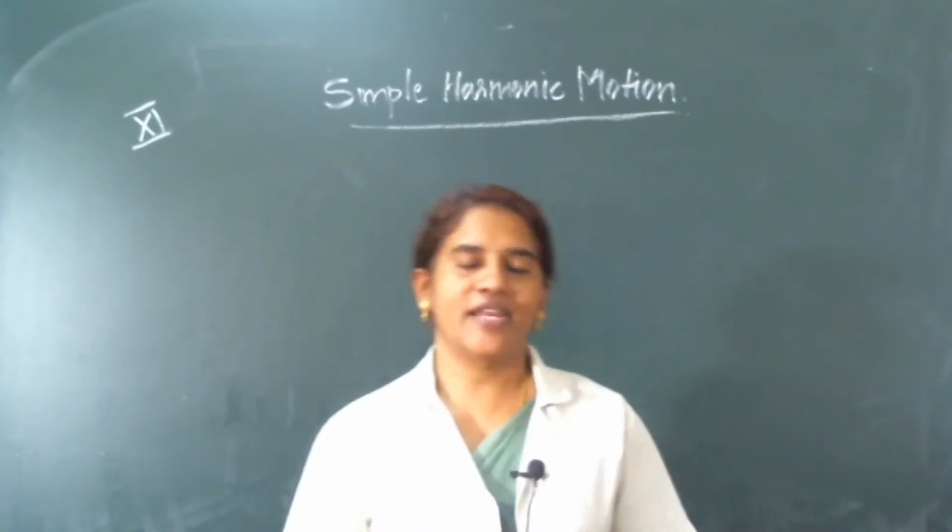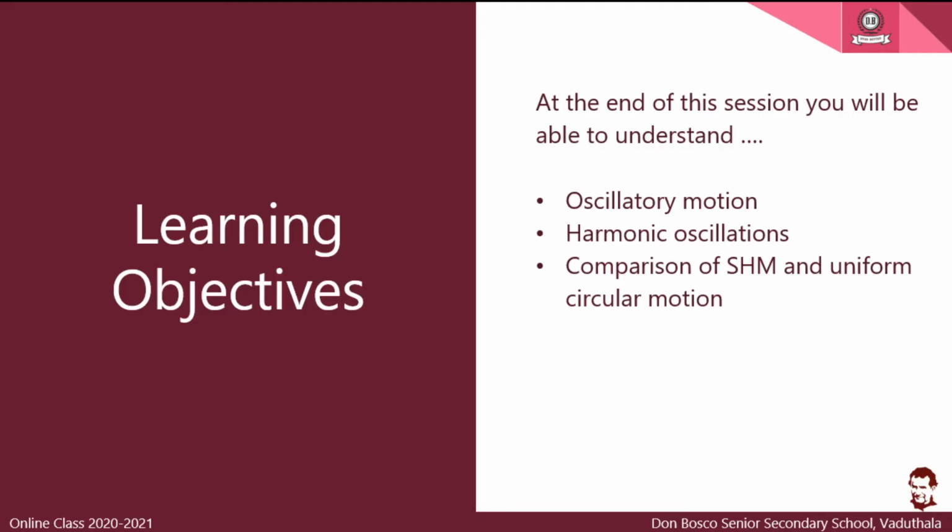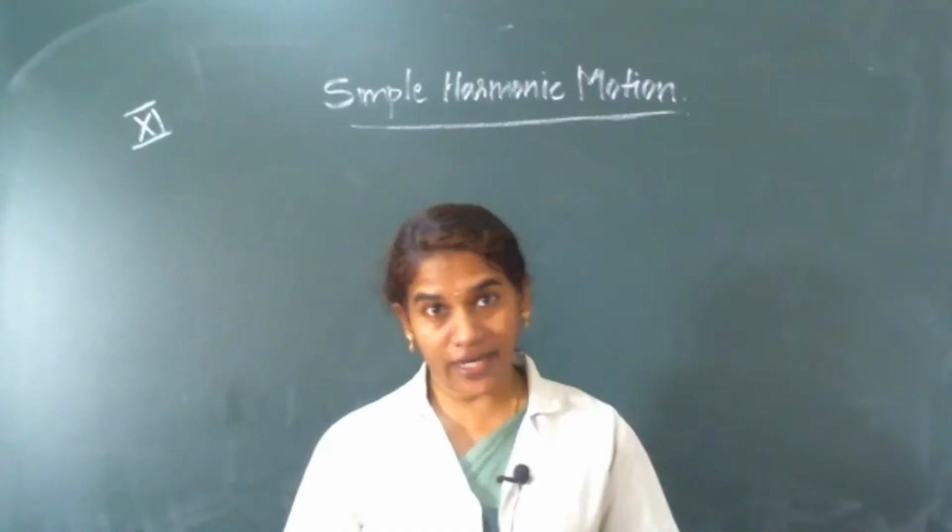Just straight away we can move on to our objectives. See our objectives: oscillatory motion, harmonic oscillations, then comparison of simple harmonic motion and uniform circular motion. These are the things we are going to study today, right?